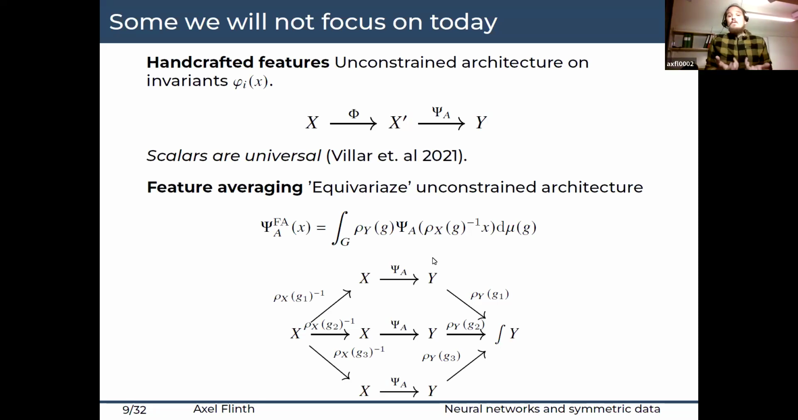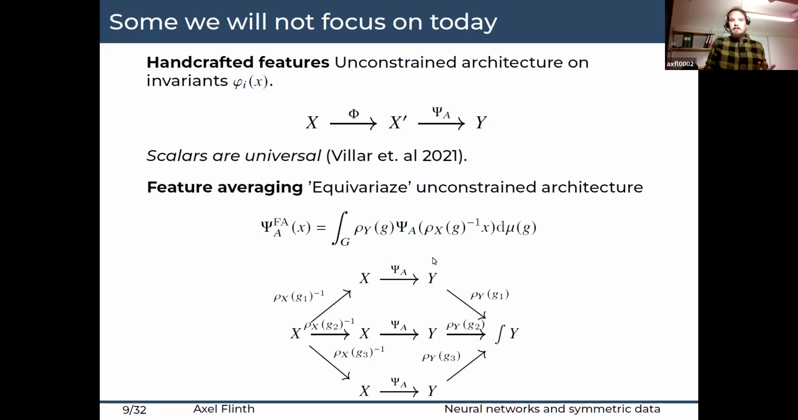The main weakness of this is that it becomes quite computationally intense, in particular if we have a large group. Also at inference, we need to send all transformed examples through our network. If we have a large or even infinite group, this becomes heavy, either from a time perspective or from a memory perspective.